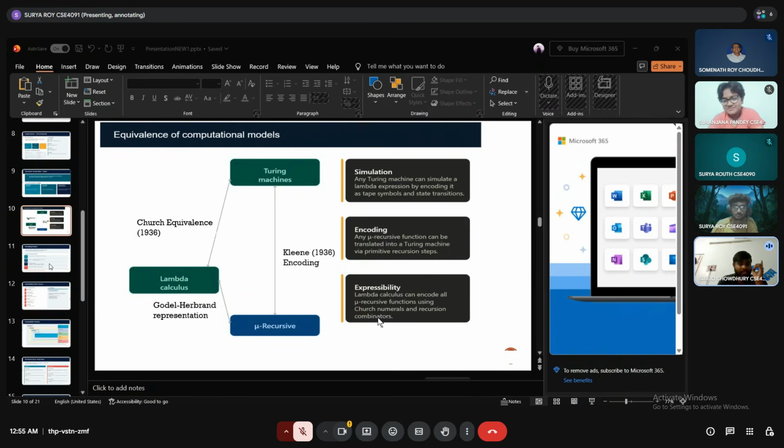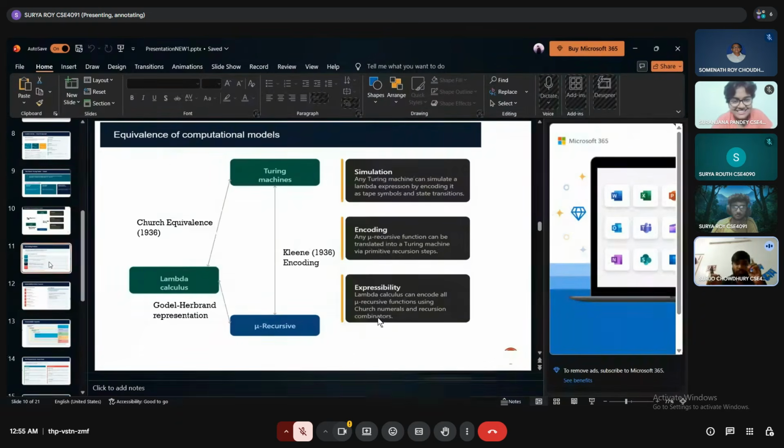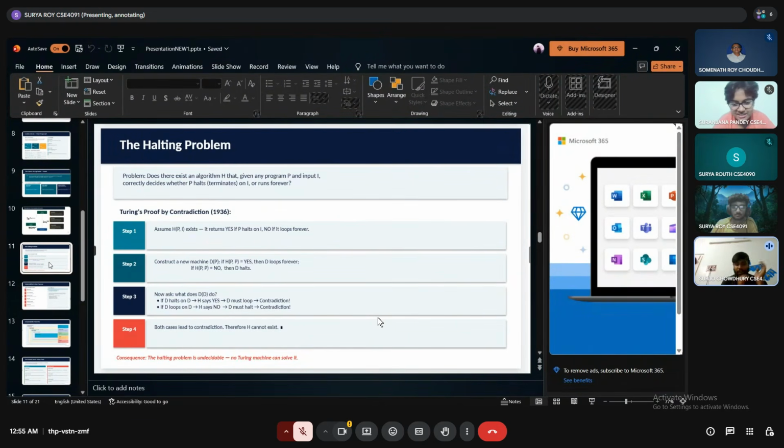Now, the next slide, which is the halting problem, is going to be explained by my member, Surya Raut.